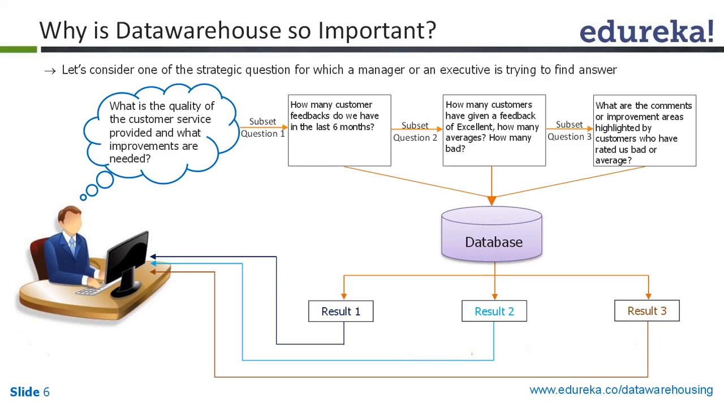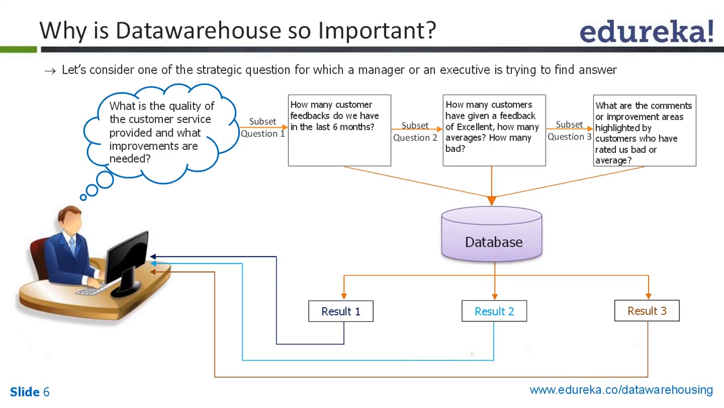The second subset question is, now you have the number of feedbacks, how many customers have given a feedback of excellent, how many average, and how many bad? Of course, you will have the customer name and the feedback given in two separate columns. So you will group by the feedback. How many excellent feedbacks have you got? Let us say you have got 25 excellent feedbacks, 20 average feedbacks, and 15 bad feedbacks.